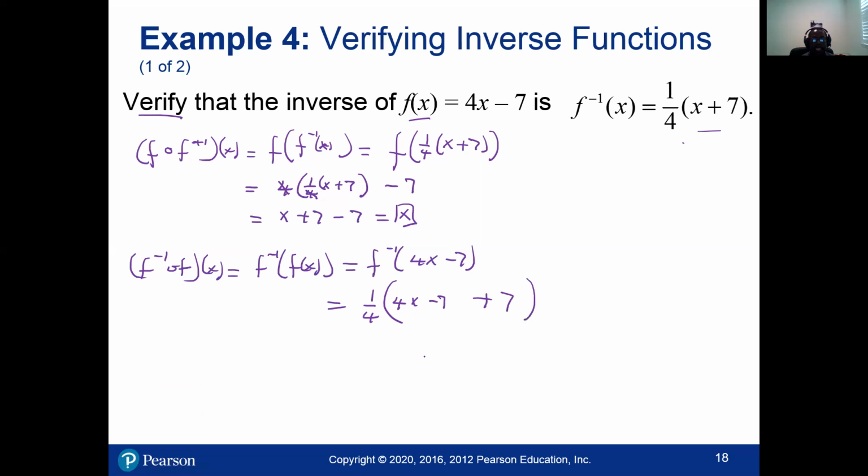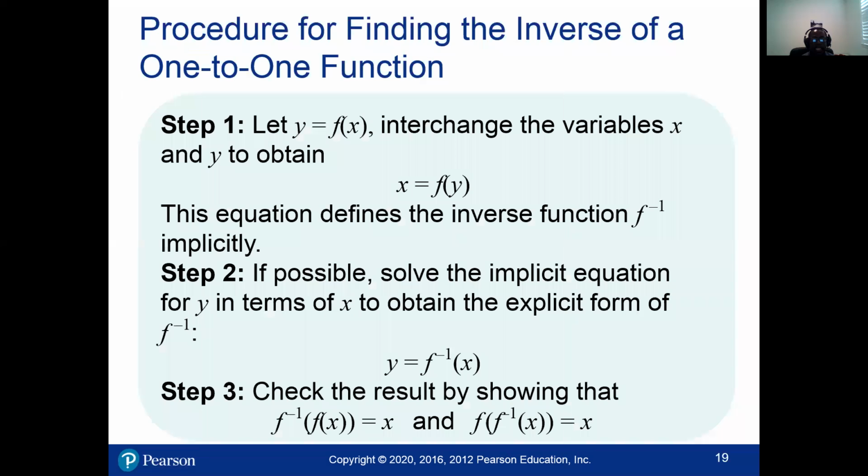So you have that. Now what we see is that this is 1/4, and then minus 7 plus 7 is, so this is basically 4x, and then the 4 will cancel, and you have just x. So here we have verified that the two functions, f of x and f inverse, that's how we verify.